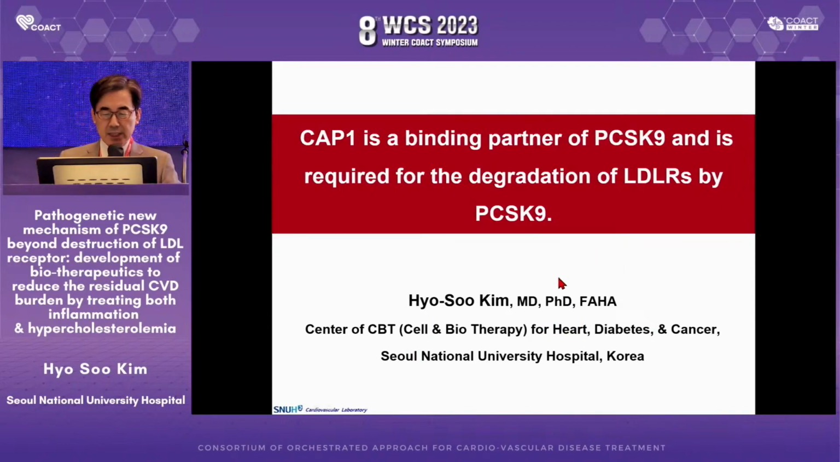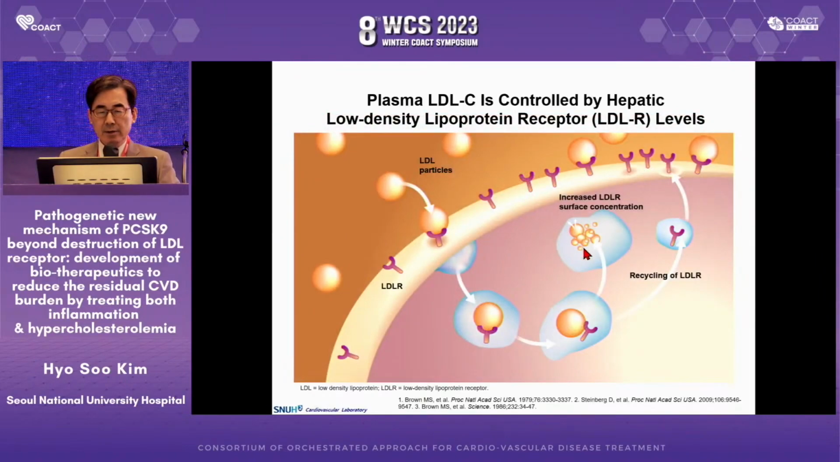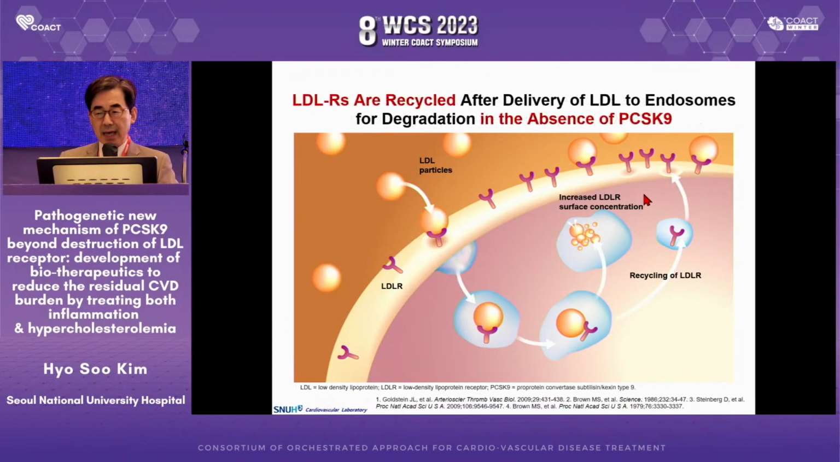Thus, we started this big project 5 years ago, and we confirmed CAP1 is a binding partner of PCSK9 and is required for the degradation of the LDL receptor by PCSK9. Here the hepatocyte surface is enriched with LDL receptor that takes up circulating LDL-C from blood, and cholesterol is used to synthesize bile acid. Receptors are recycled. In the absence of PCSK9, there are a lot of receptors on the surface, thus a decrease of LDL-C in blood.